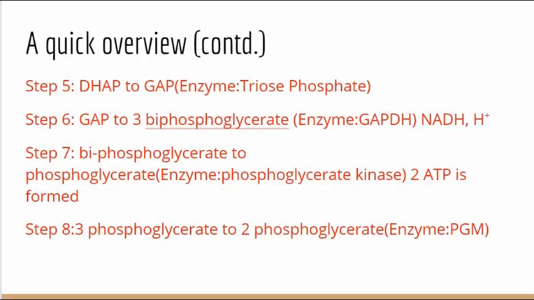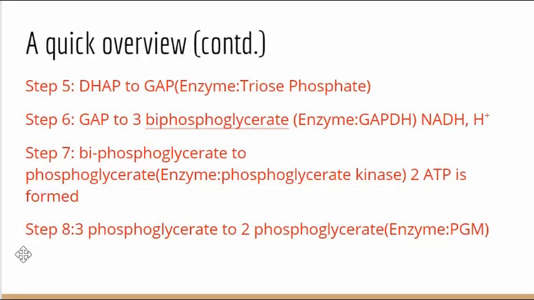All right, so step 7, bisphosphoglycerate to phosphoglycerate, and this is done by the enzyme phosphoglycerate kinase. So over here, 2 ATP are formed. So ADP phosphorylation. ADP is essentially given a phosphate group, and that turns into ATP. We have it occurring twice because of the 2 carbon molecules. Remember, we had 2 GAP from step 5.